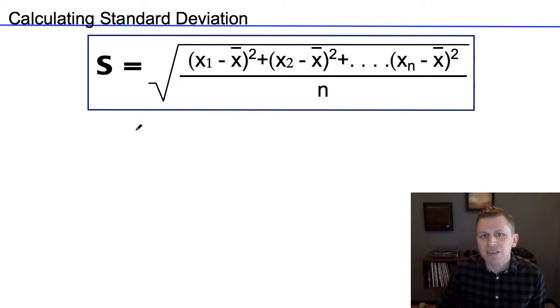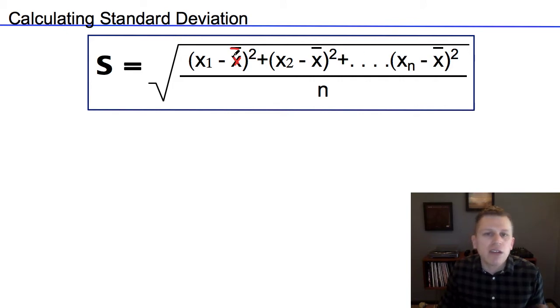To find a standard deviation, what you would do is first figure out what the mean is. Remember, the mean is this X bar. Then you take every data item in the set. In the case of temperature, you would take every temperature, subtract the mean, take the next temperature, subtract the mean, and so on until you get to the last temperature and subtract the mean.